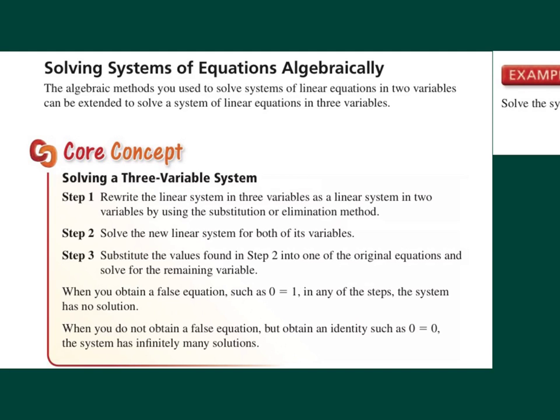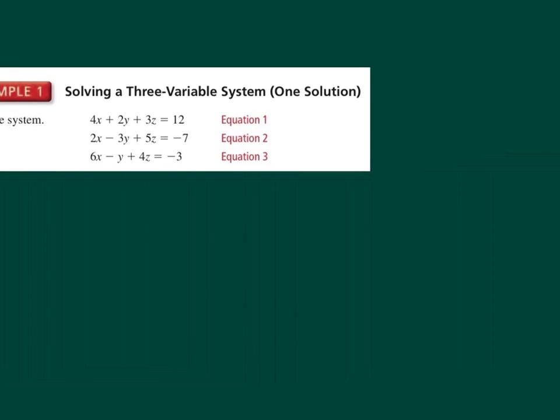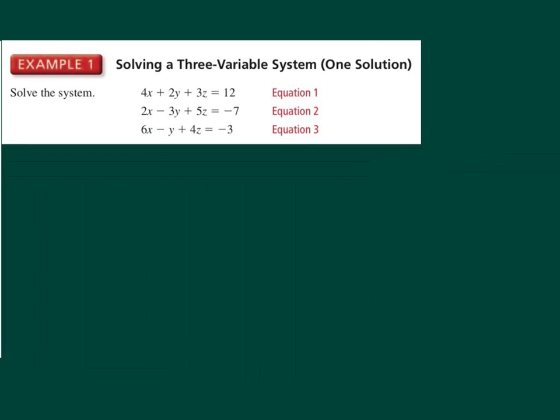Looking at this system, they've already numbered the equations for us 1, 2, and 3. My job is to combine some equations together to get something to eliminate. And if you'll notice here, none of my coefficients are already the same. My 4, 2, 6, the x coefficients don't match up. 2, 3, 1, the y's don't match up. 3, 5, 4, the z's don't match up.